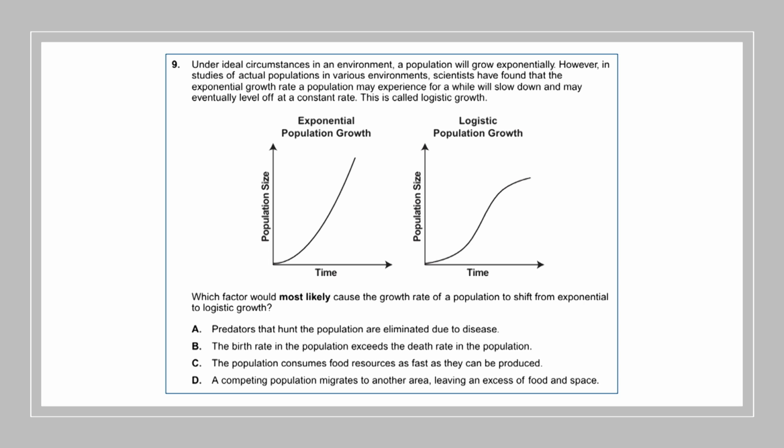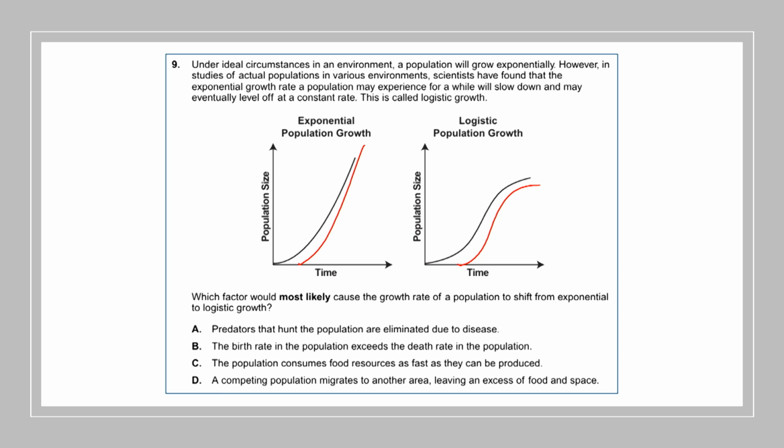The question is, which factor would most likely cause the growth rate of a population to shift from exponential to logistic growth? So the question is really asking, why can't we reproduce at this extremely fast rate? Eventually, a population is going to have to start leveling out kind of like this. Let's look at our answer choices and see if we see something that we like, okay?